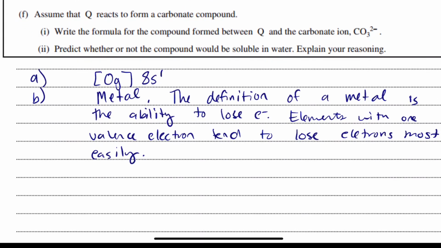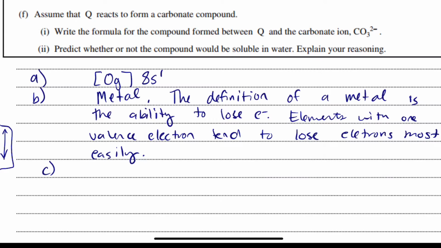Okay, part C says, on the basis of periodic trends, would Q have the largest atomic radius in its group, or would it have the smallest? And remember, a group is your vertical column on your periodic table. So would Q have the largest radius or the smallest, and explain in terms of electronic structure.